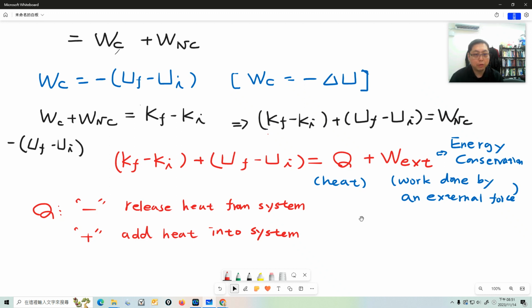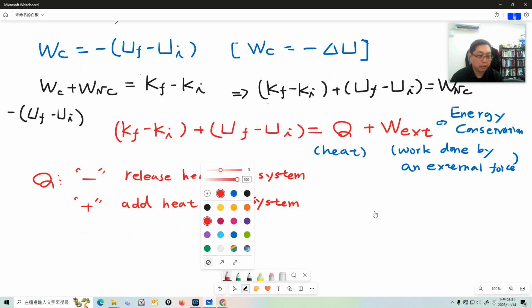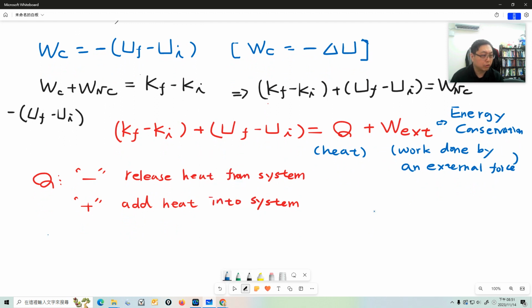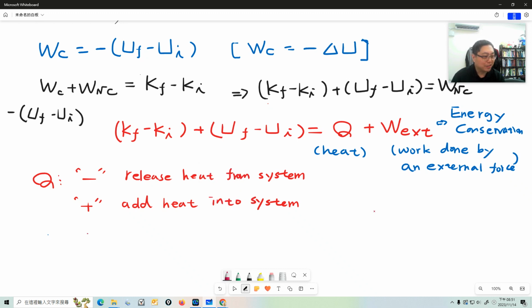The same thing will happen on the work done by external force. We also need to clarify the convention. The sign convention is very important, especially in energy conservation calculation. Maybe in the future you choose chemical engineering, you'll understand what I'm talking about. In chemical engineering, you have to do lots of energy conservation calculation for 4 years.